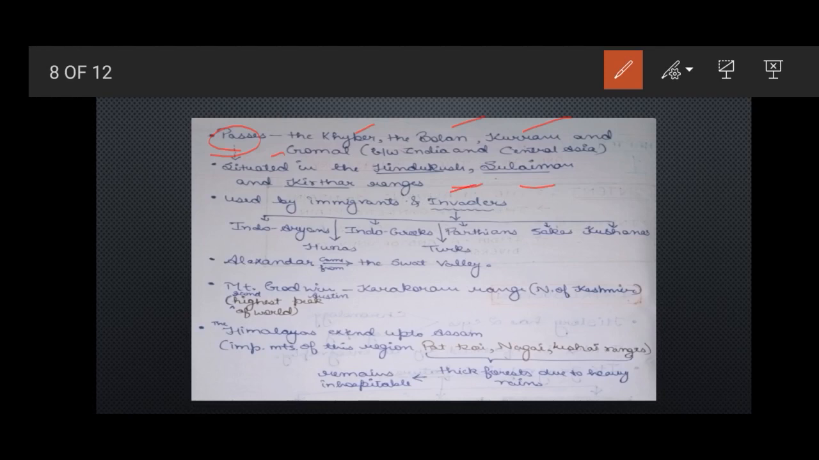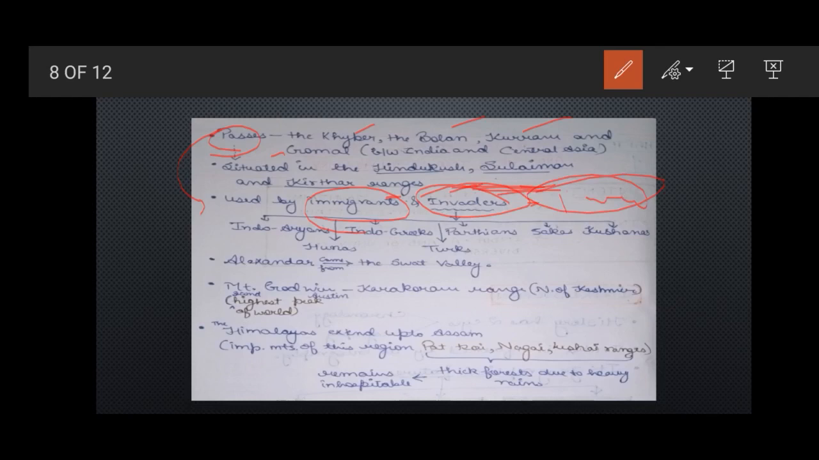Now, I request you please mark these ranges of the mountains on the map, for your convenience, so that it would be easy for you to understand these passes' locations. Now, these passes are used by the immigrants as well as by the invaders. Immigrants use them for trade purposes, while the invaders use these passes for invading the region.